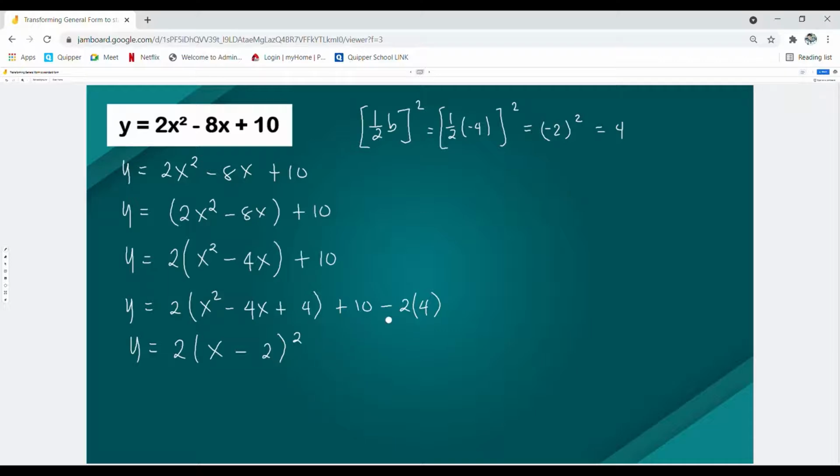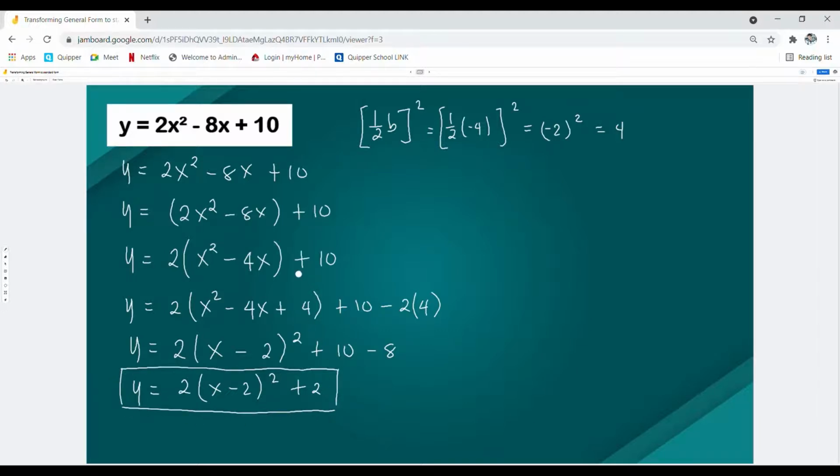Then you will simplify that. Plus 10 minus 8, so put them together. You have y is equal to 2 times x minus 2 squared plus 2, since 10 minus 8 is 2. There you go, this is now your answer. From general form to vertex form, or shall we say standard form.